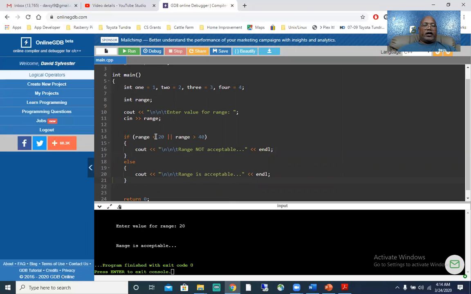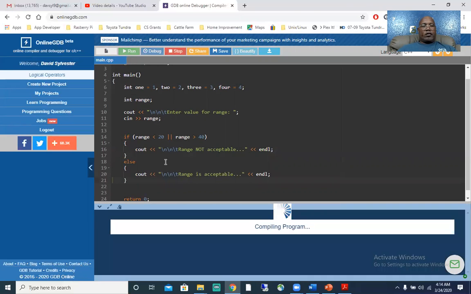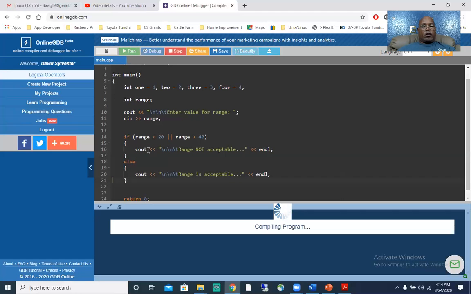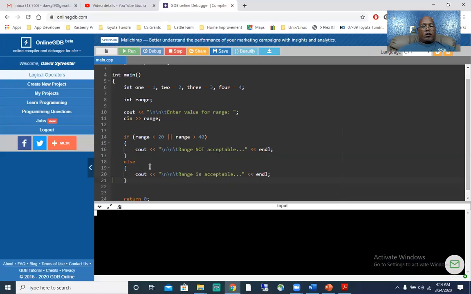Because 20 is not less than or equal to, it's just less than. So when I run it again, and if I put in 10, it's not acceptable. So 10 is not acceptable. Run it again. Put 45, 43, or whatever, and hit enter. Not acceptable. But notice I have to reverse this, right?